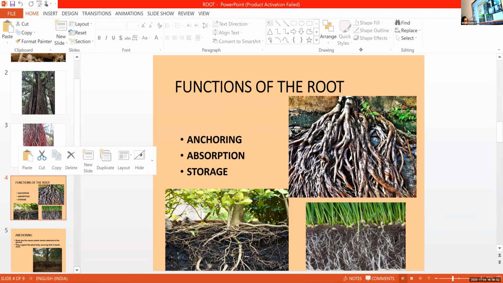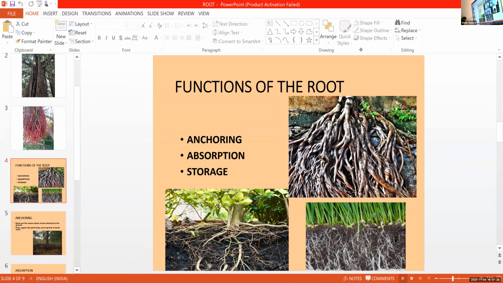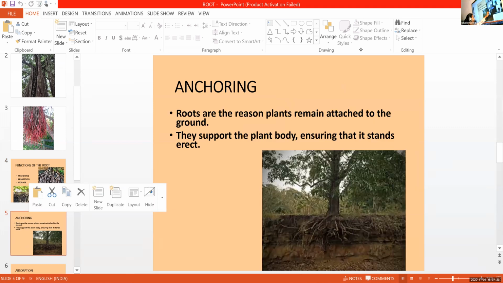Now, the first function, as I told you, is anchoring. We'll just look at the names and then we'll discuss each of them in detail. The second one is absorption. You already told me about absorption of minerals, nutrients, etc. Then you have storage. That is also a function of a root. Okay? Anchoring, absorption, storage. Repeat after me. Anchoring, absorption, and storage. Now we'll see what these three are in detail.